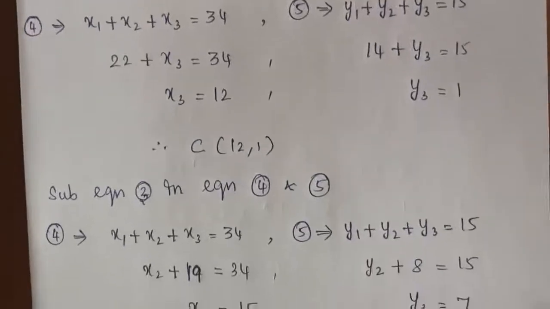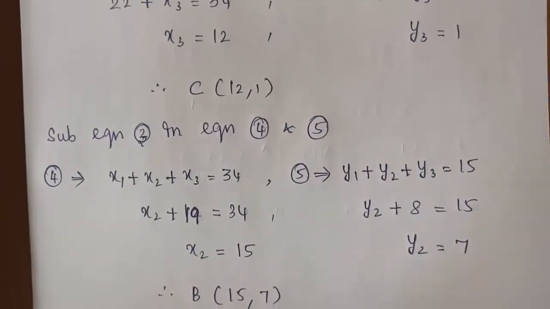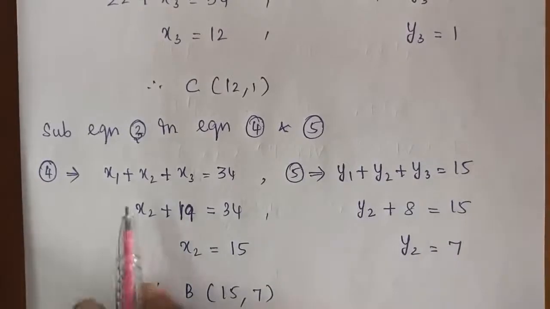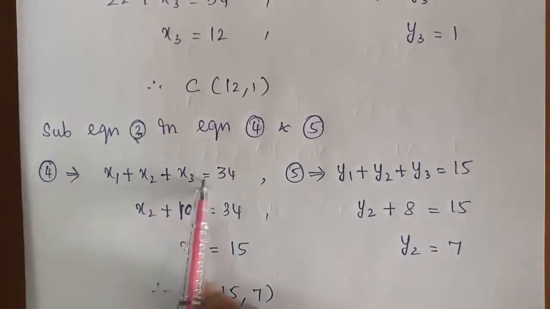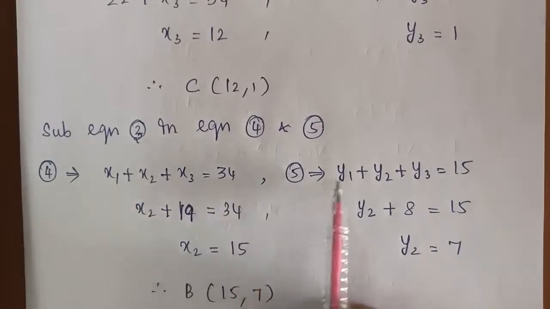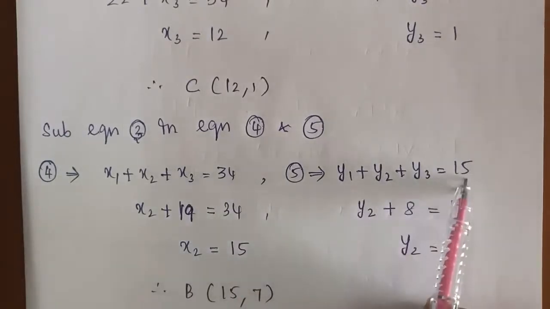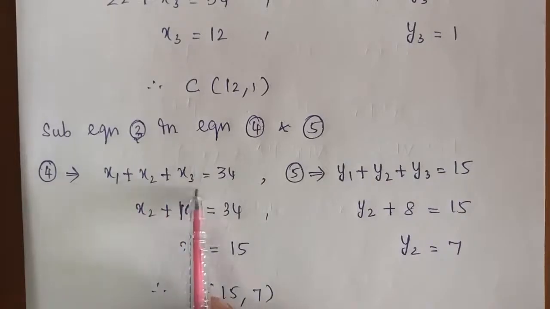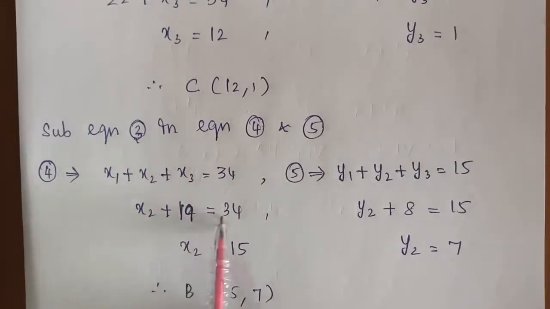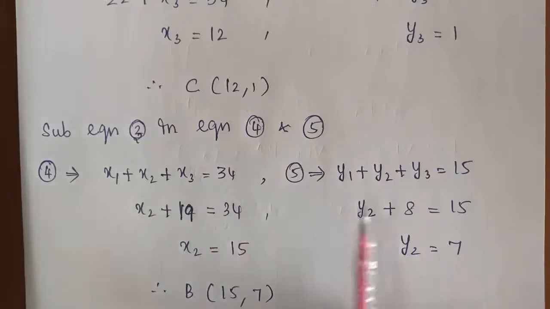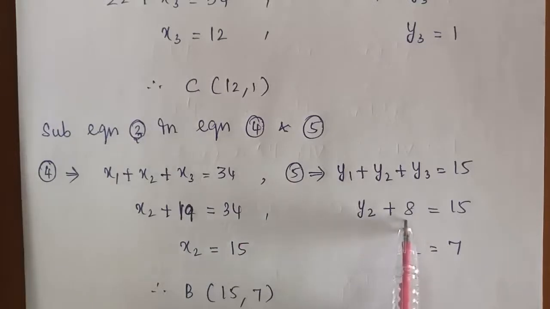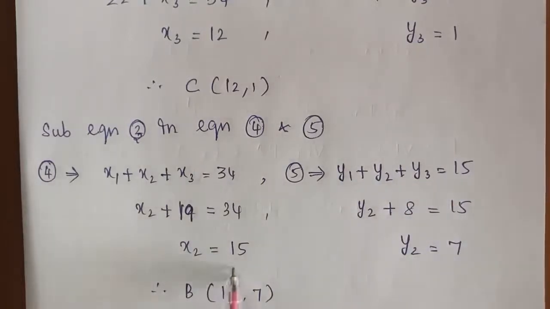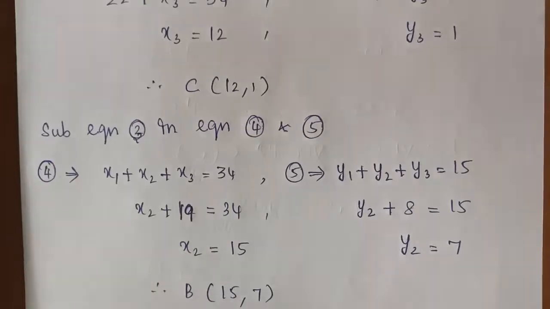Similarly, we are substituting equation 3 in equations 4 and 5. You get the B coordinate. So this is equation number 4, x1 plus x2 plus x3 is equal to 34, and y1 plus y2 plus y3 is equal to 15. So x1 plus x3 is 19. So x2 plus 19 is equal to 34. x2 is equal to 34 minus 19, which is 15. Similarly y1 plus y3 value is 8. So y2 plus 8 is equal to 15. y2 is equal to 15 minus 8, which is 7. So B coordinate is (x2, y2), which is nothing but (15, 7).